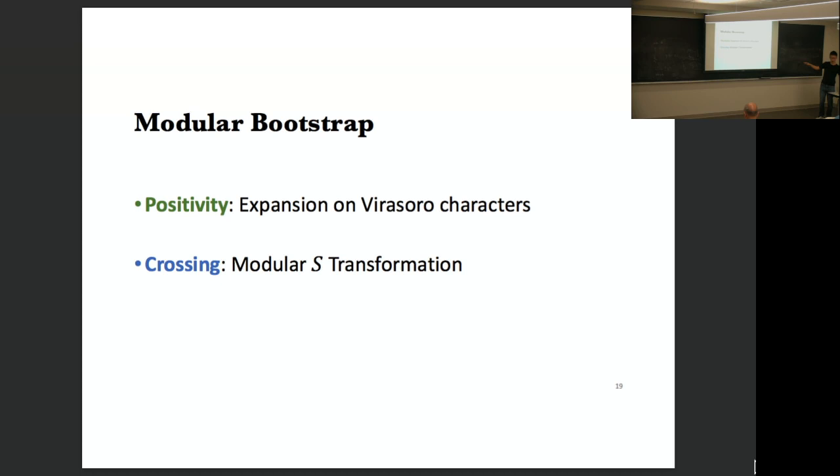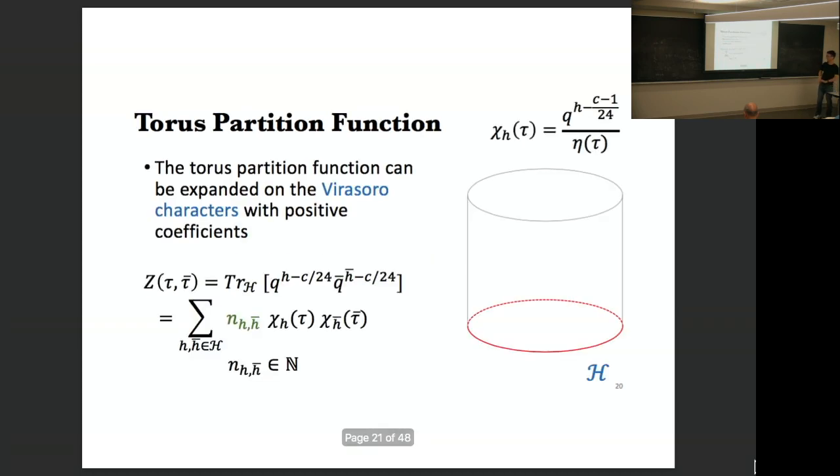Now I'm going to spell out these two ingredients in this context. Starting from the easiest one: the torus partition function without any topological defect line. There you can compute the torus partition function as a function of the complex structure modulus of the torus, denoted as tau and tau bar. The torus partition function can be interpreted as a trace over the Hilbert space of local operators.